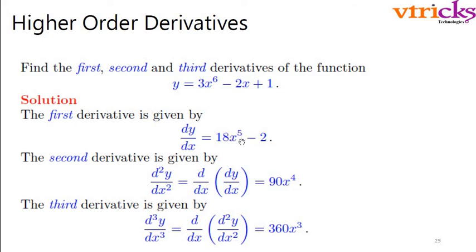It is the derivative of x to the power 5. It is 5x to the power 4. So 5 into 18 will give me 90x to the power 4 and the derivative of constant is 0.